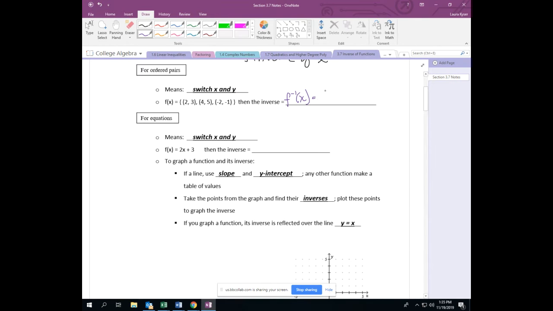Is the set. There we go. And we're just going to flop these. Instead of 2, 3, we have 3, 2. Instead of 4, 5, 5, 4. Instead of -2, -1, we will have -1, -2. And there you have it. There's your inverse. So that's all you have to do to create an inverse of a set of ordered pairs.